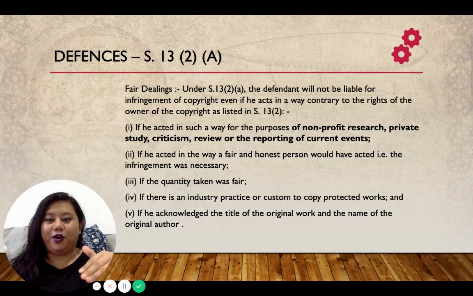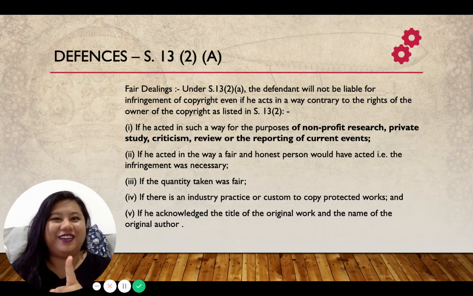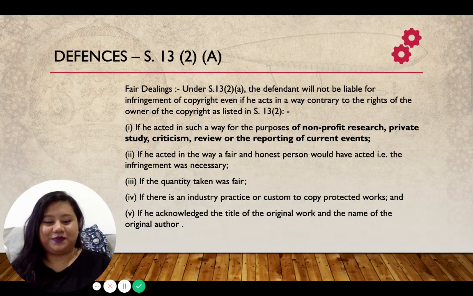So if you want to know more about the meaning of non-profit research and private study, you can go further to the notes that I have left you with. So please take some time to read them too.